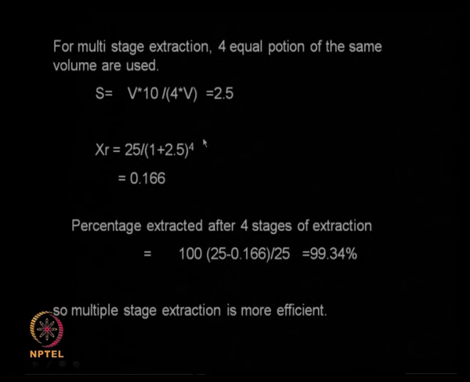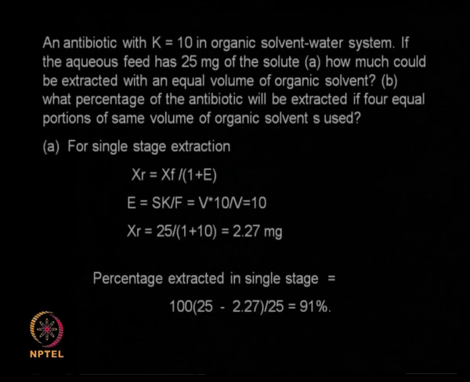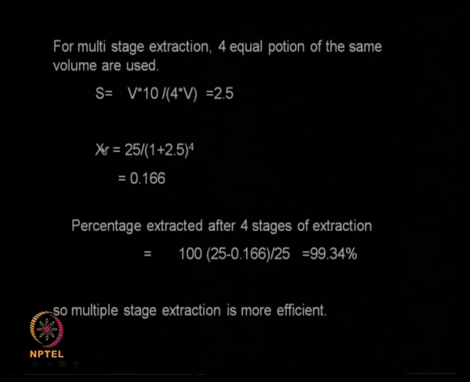Now again we can calculate your extraction efficiency. E is given by 2.5 because you have now divided the quantity of the solvent by 4. Okay, so instead of E being 10 in the previous case, now E has become 2.5, correct. So the equation is XR is equal to XF, which is 25, divided by 1 plus 2.5 raised to the power 4. So you get XR as 0.166.